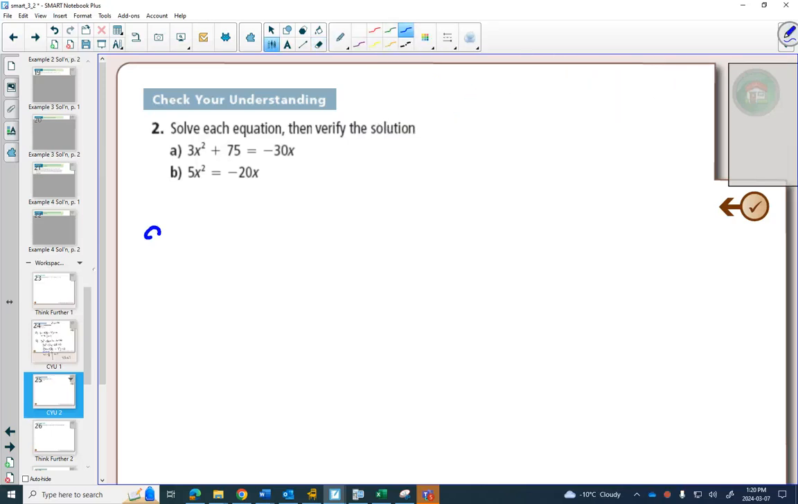So for part A, I notice that one side is not equal to 0. I notice this is a quadratic equation because it has an x squared. So I might take the time to add 30x to both sides to get something equal to 0. And then we can factor.